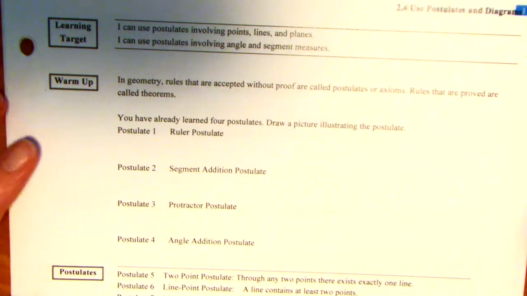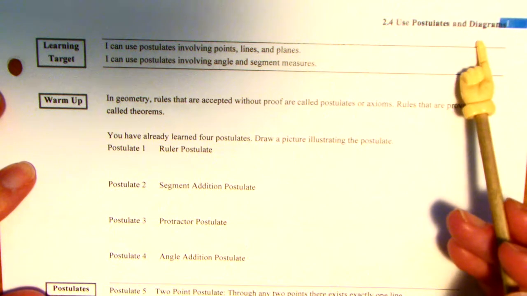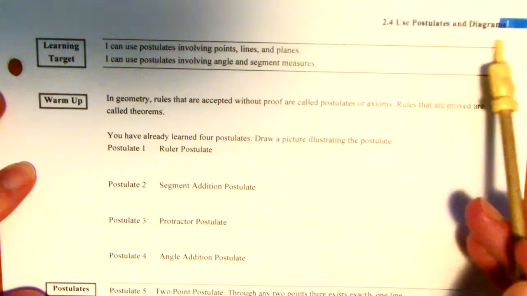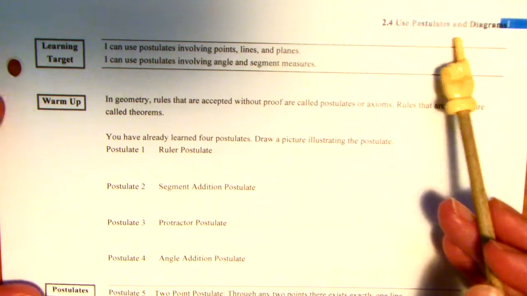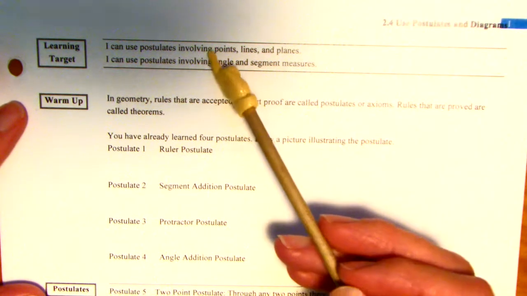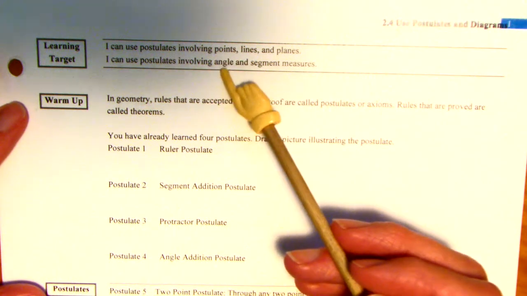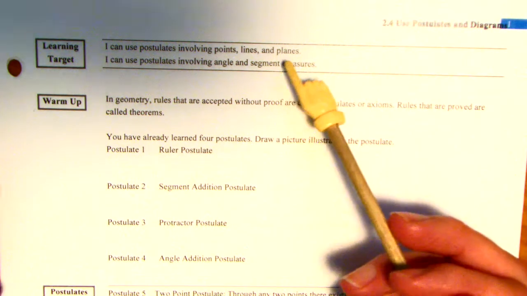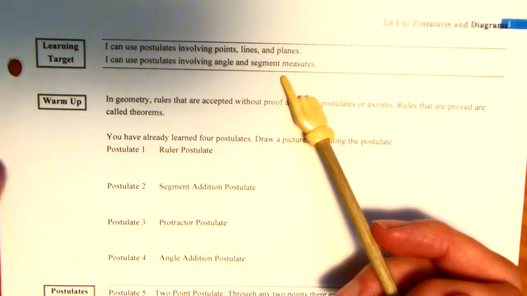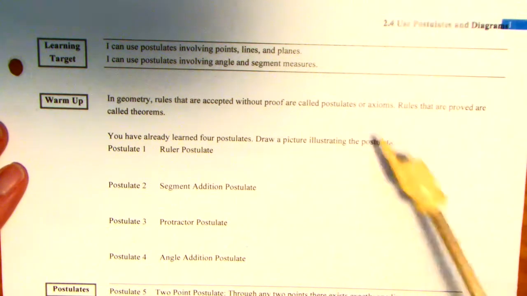Enjoy yourself. We are now doing 2.4, use postulates and diagrams. Okay, now we're starting to get into the geometry stuff, but still not quite a proof. You'll understand when we get there. Our learning targets: I can use postulates involving points, lines, and planes, and I can use postulates involving angle and segment measures. So now we're going to start getting to some of the postulates or rules that we're going to be using, and every time you make a step in geometry, you have to list that rule.